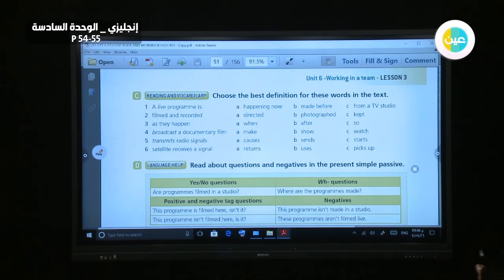Choose the best definition for the word. So live program means happening now, made before, or from a TV studio. Filmed and recorded: directed, photographed, or kept. What does recorded mean? As they happen: we have when, after, so. Broadcast a documentary film: we have make, show, watch. Transmits radio signals means causes, sends, or starts. Satellite receives a signal means returns, use, or pick up.